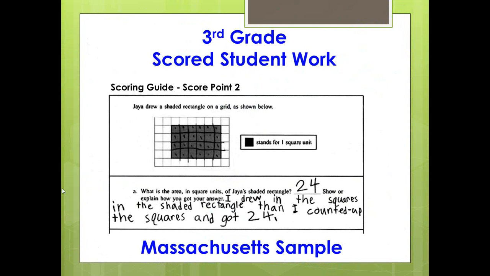If we notice, this particular student went back and pretty much provided the missing pieces to the diagram. And so they came up with 24 square units, and their explanation, if we notice, is: I drew in the squares in the shaded rectangle, then I counted up the squares and got 24.